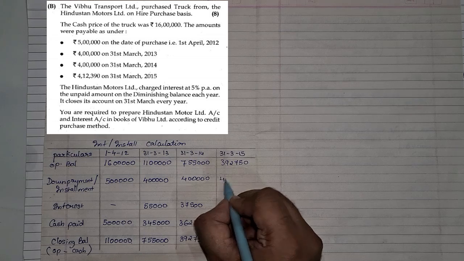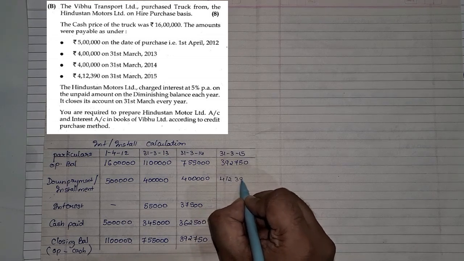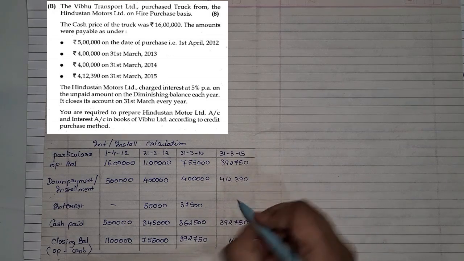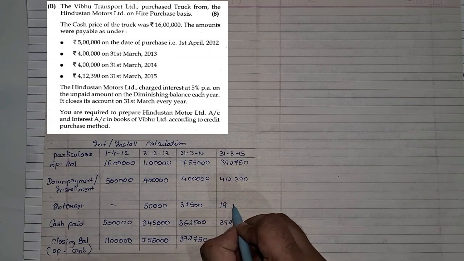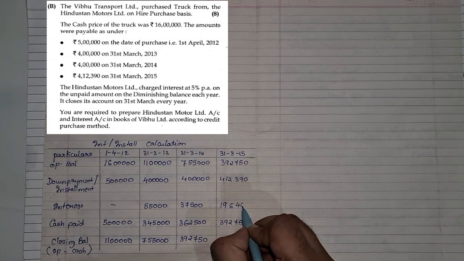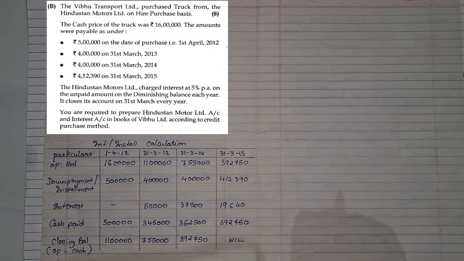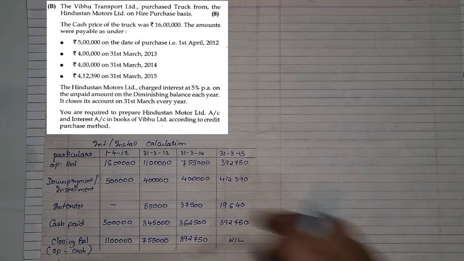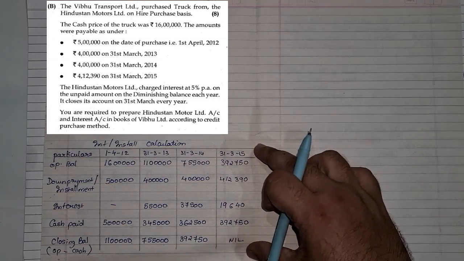Installment made was 4,12,390. So the difference between the two is 19,640. Okay, so that's my difference, 19,640. So with that, we were able to complete this entire working.